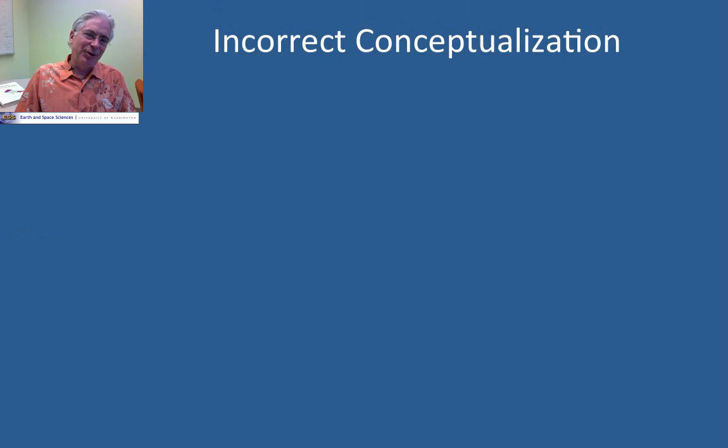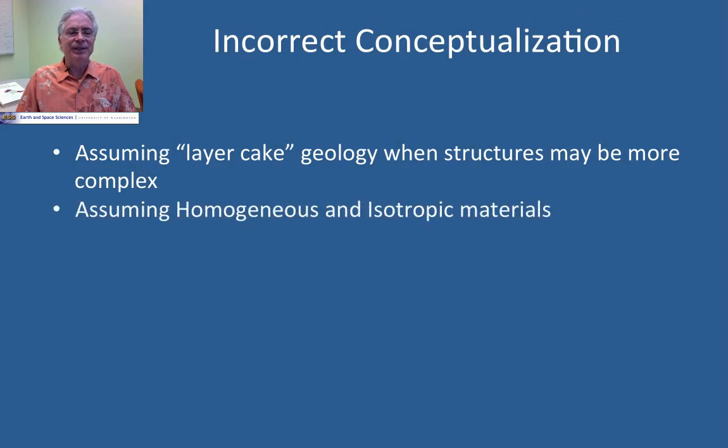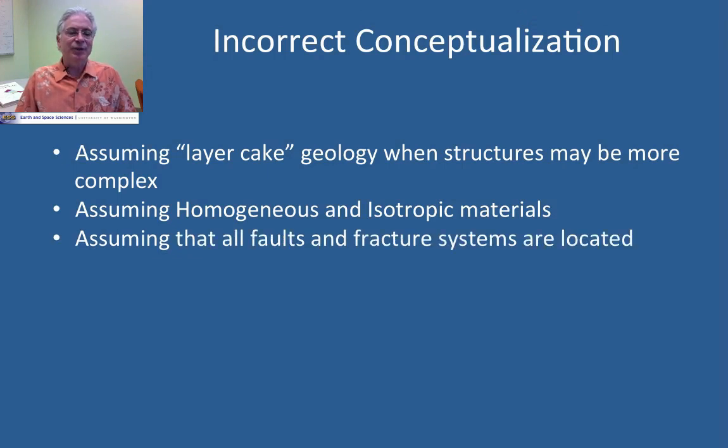Now that's humorous, but many incorrect, equally silly conceptualizations may plague any modeling effort. And so what kind of conceptualization errors are very typical? Well, assuming layer cake geology when structures may be much more complex. Assuming that the subsurface is both homogeneous and isotropic may be an incorrect conceptualization. It's an incorrect conceptualization to assume that all faults and fracture systems within the study area have been successfully located.